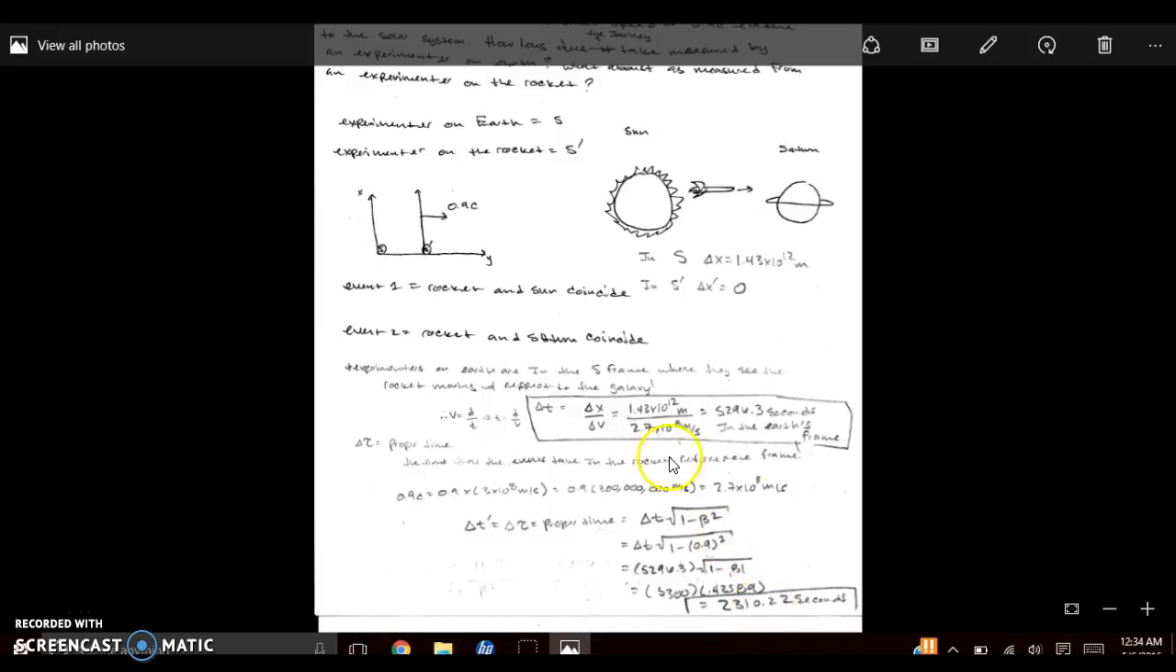which is much shorter than the time as seen from Earth, which is very interesting. We had two different times for the same event, but as we showed in class and throughout the book, these two observers won't measure the same time. So yeah, that's pretty much it.